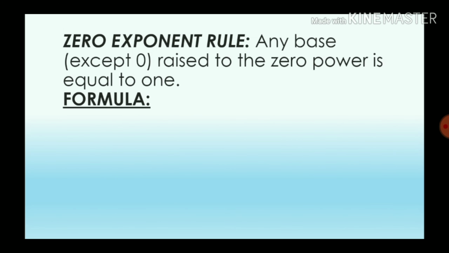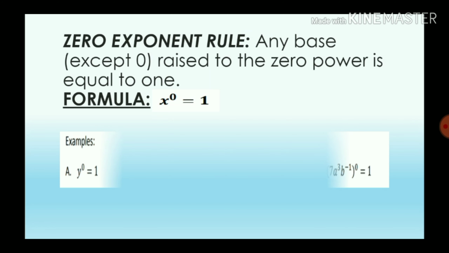Zero exponent rule. Any base except 0 raised to the power of 0 is equal to 1. Formula: x to the power of 0 is equal to 1. Examples. A. y to the power of 0 is equal to 1. B. 6 to the power of 0 is equal to 1. C. 7a to the power of 3, b to the power of negative 1, all to the power of 0 is equal to 1.